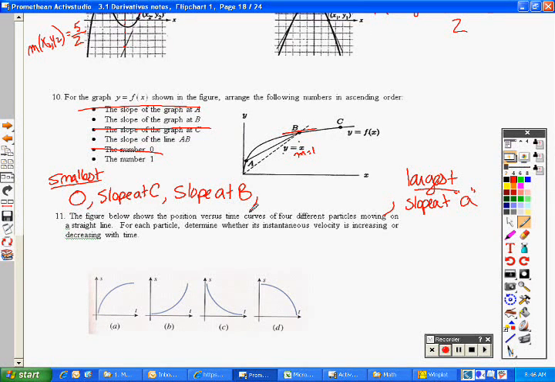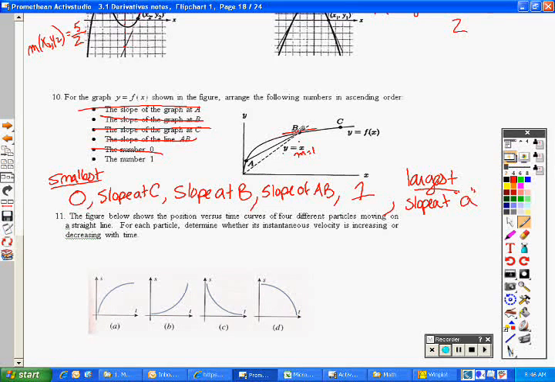Also, looking at this right here, from A to B, that line that's drawn in has a slope that is less steep than this y equals x line. So I'm going to say that the slope of AB is also smaller. And then that would mean that the number 1 would be right there. It's more steep than AB, or the slope at B.